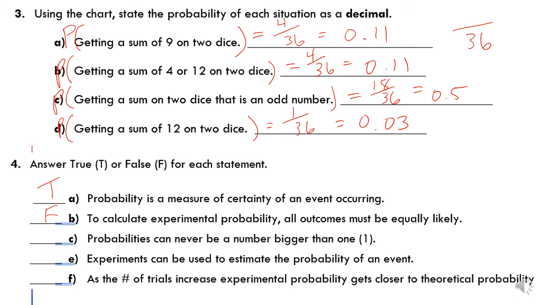Probabilities can never be a number bigger than 1. True. Remember, if it's 1, that means it's guaranteed. That's 100%.